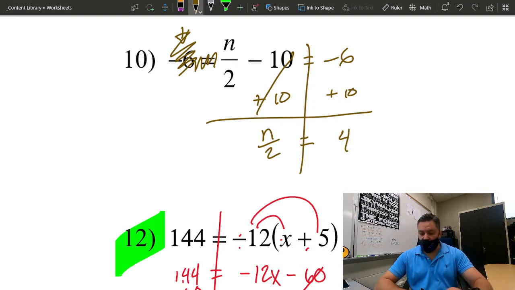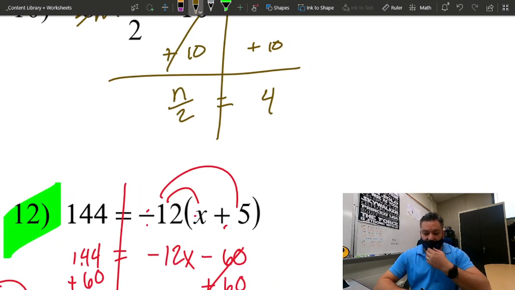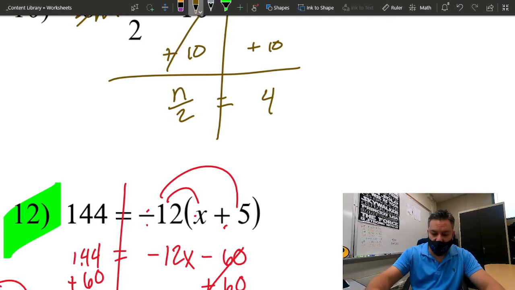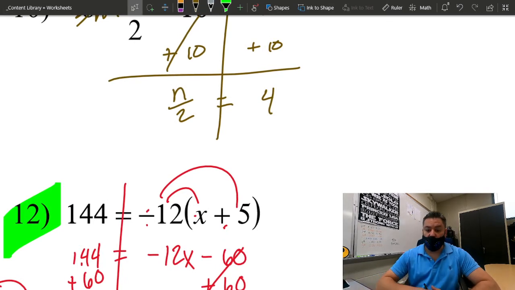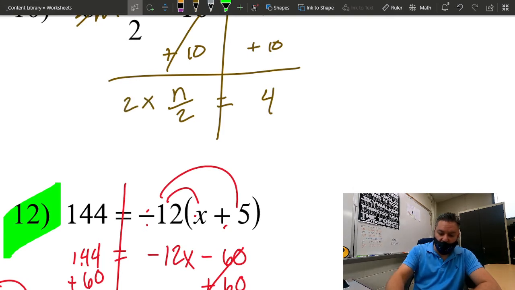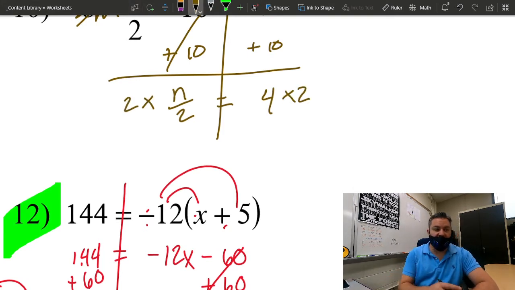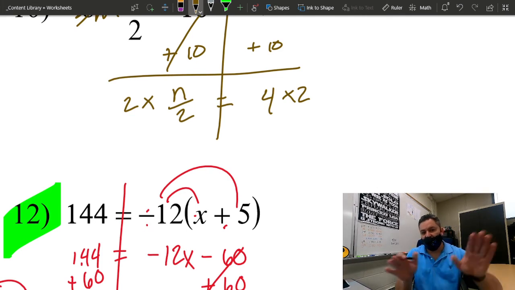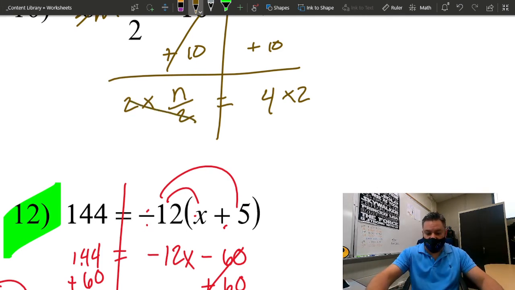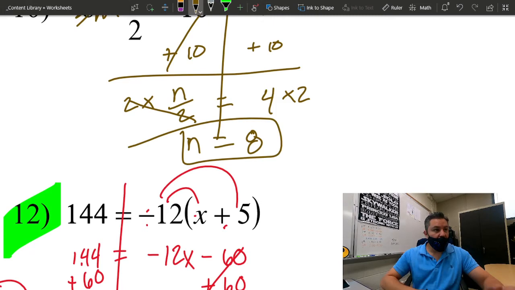All right. So, what is my last step? We're going to multiply, right? Because it's dividing. So, we're going to multiply by 2 on both sides. We're just doing the opposite of whatever it's doing. Just remember that you just have to do the opposite and you're going to be good. That cancels out. You're going to be left with n equals 8. That's it. Easy peasy.